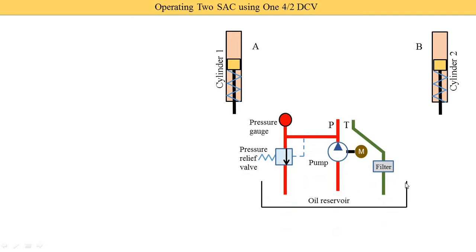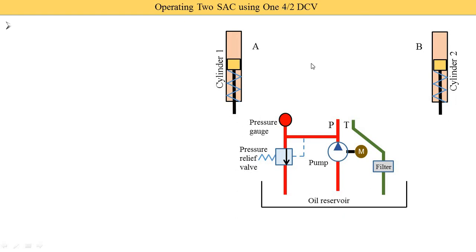Now these are the common components used in every hydraulic system. This is the oil reservoir, suction pipe, pump, and motor. This is the pressure line, and this is the pressure port P connected here, so P is written. This is the tank port T. This is the return line, filters, pressure gauge, and the pressure relief valve.